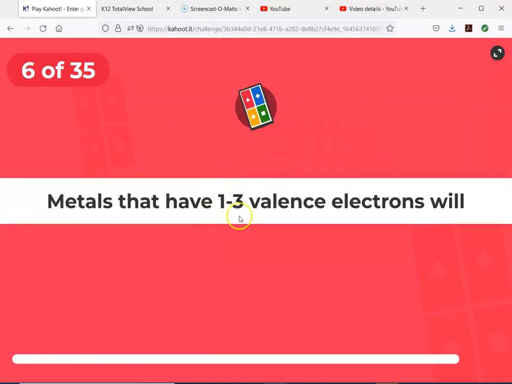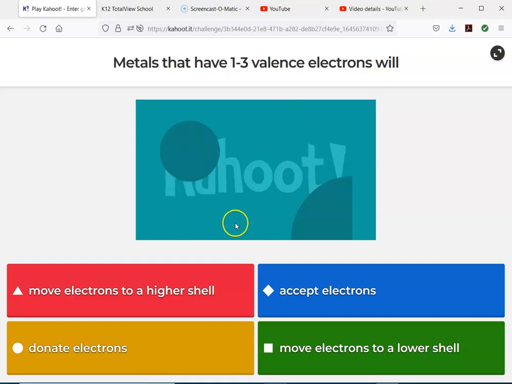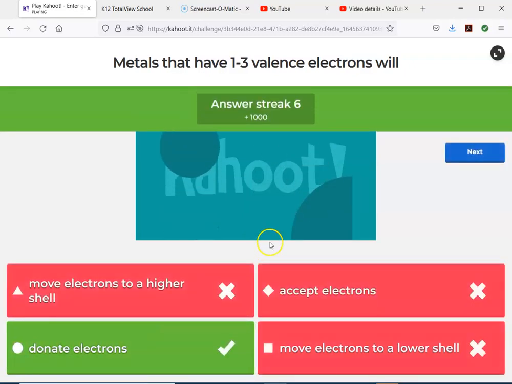Metals that have 1 or 2 or 3 valence electrons will, well, we just had that conversation about having a lot of electrons versus a few valence electrons. It always takes energy. Well, these are only a few. So even if we do have to move them, it's not going to be that much energy. So they are going to donate or move or get rid of or give away their valence electrons. Donate. Donors and acceptors, right? Metals are the donors and non-metals are the acceptors.